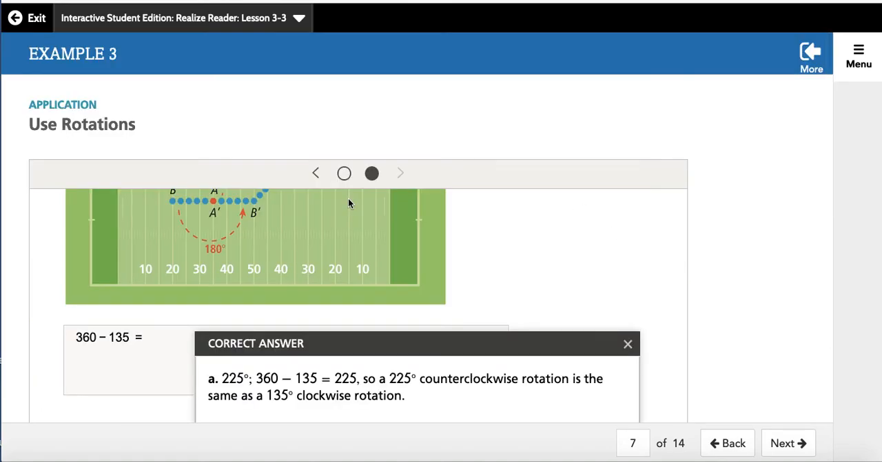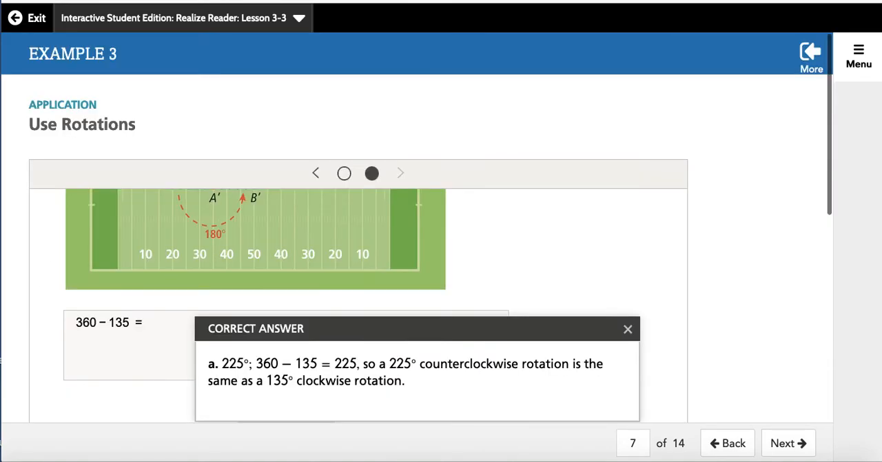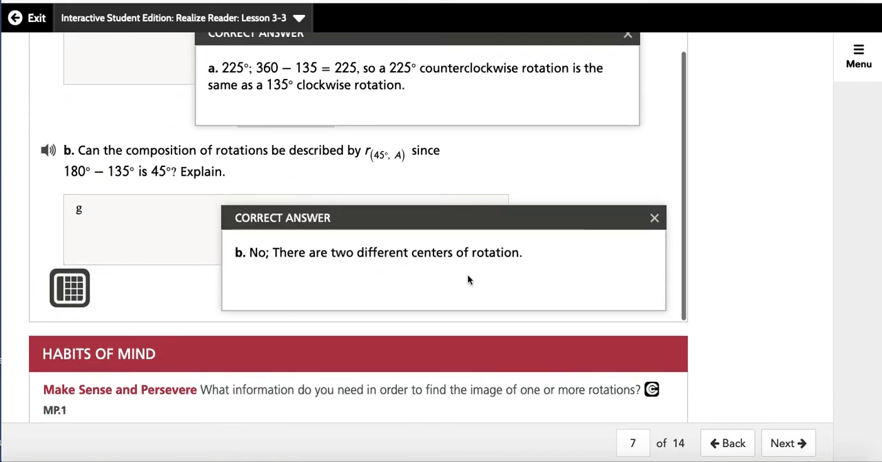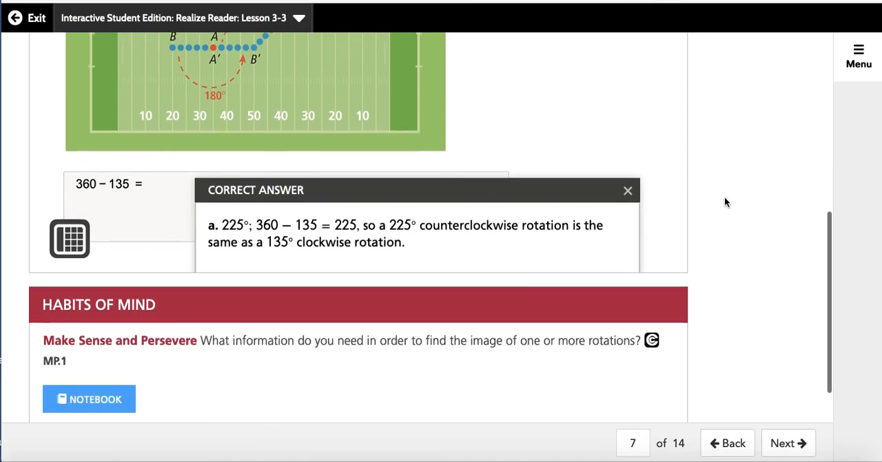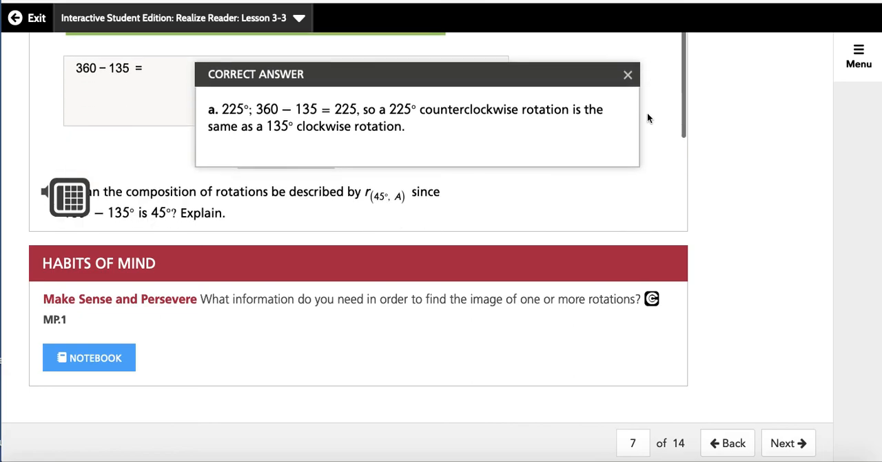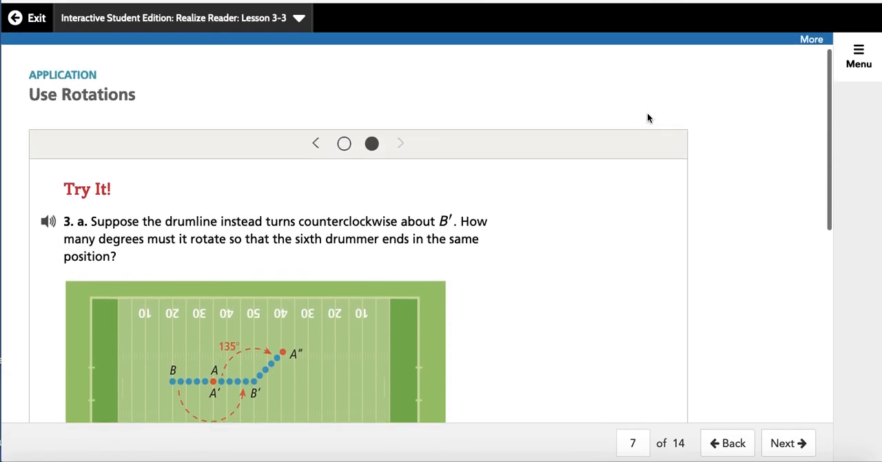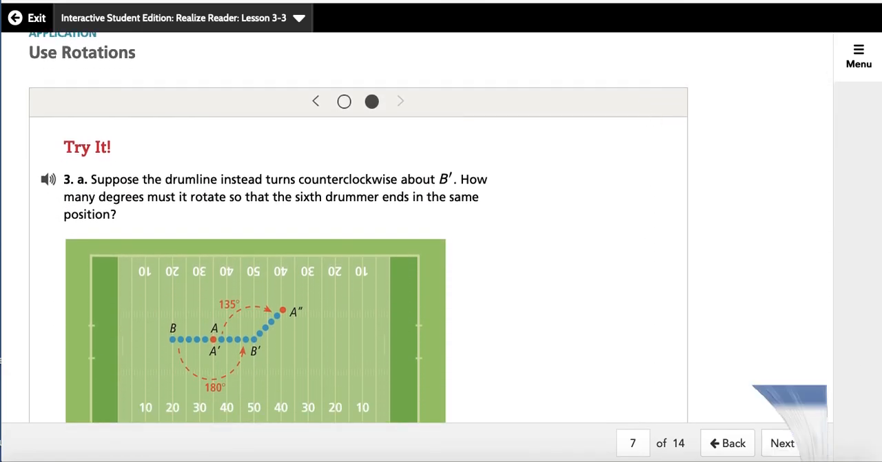The answer is no, for a few reasons. One reason they give is there were different centers of rotation. You can't list it as one rotation about A because it rotated about A and then about B. So even though this is a 45-degree angle, you can't say that from A to A prime was one single rotation of 45 degrees.